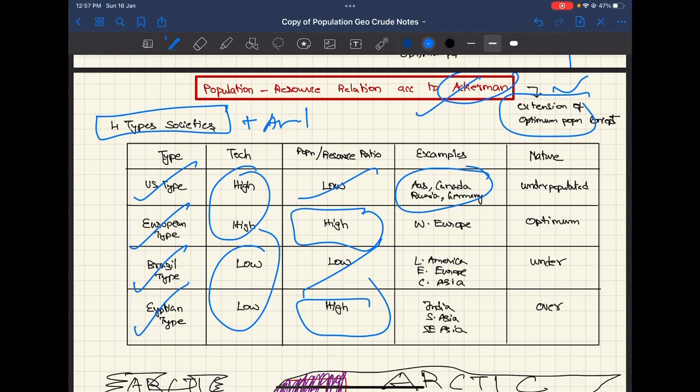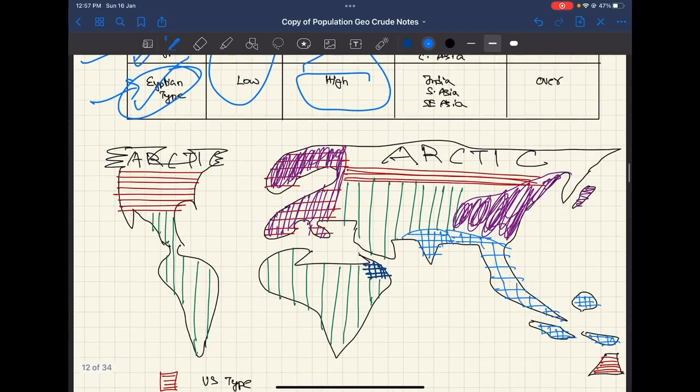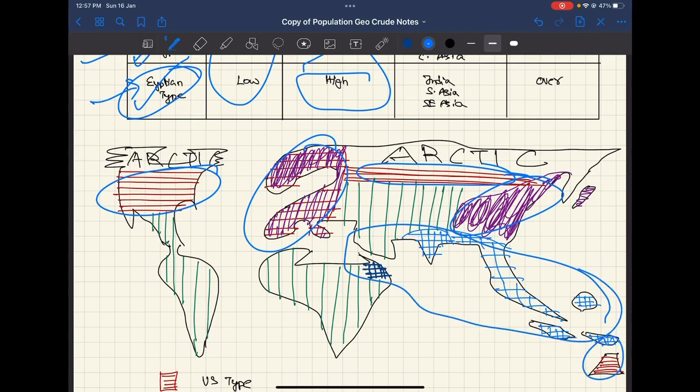So the optimum population is for the European type. US is underpopulated. Brazil is also underpopulated. Egyptian type is overpopulated. So this is the map. We have the US type here, and we have the European type over here, and this is the Egyptian type, and this is also the US type, and this is the Brazilian type.